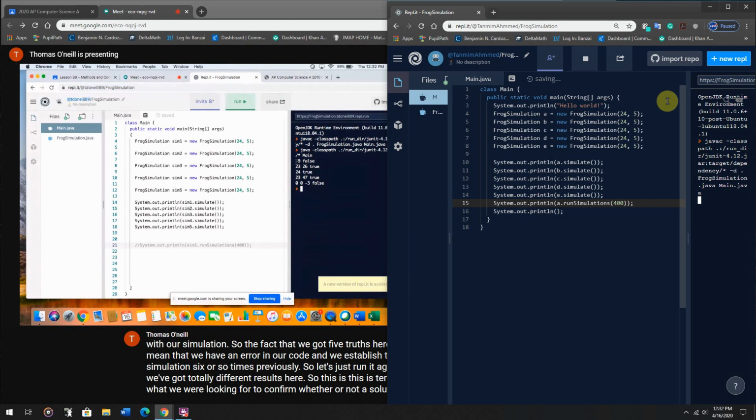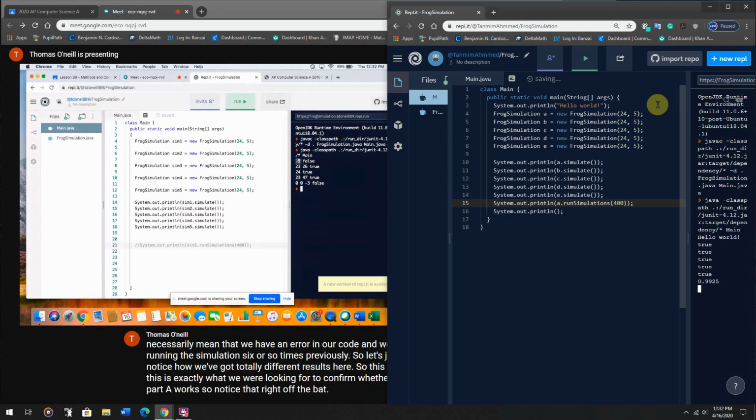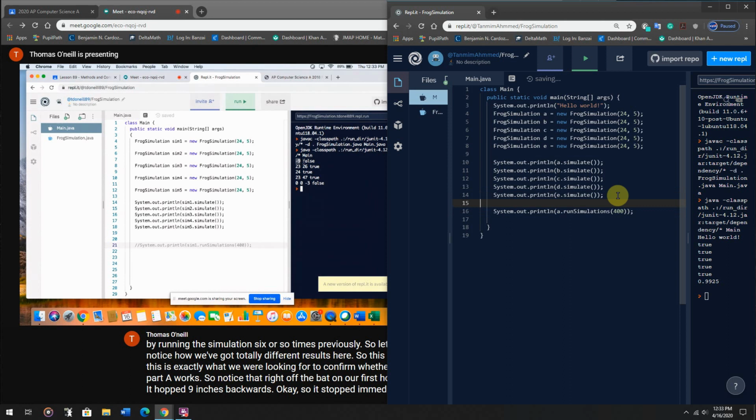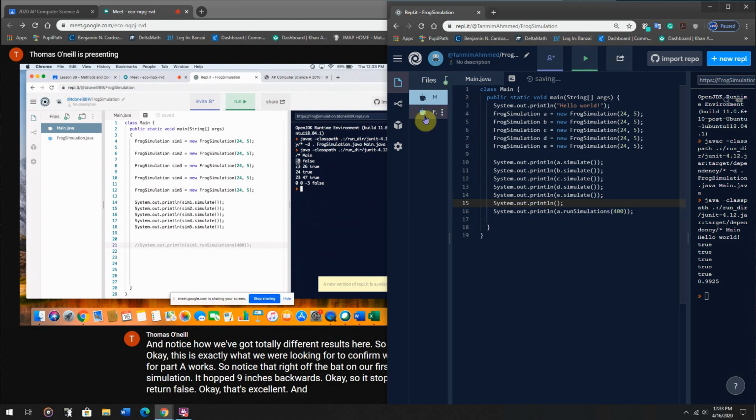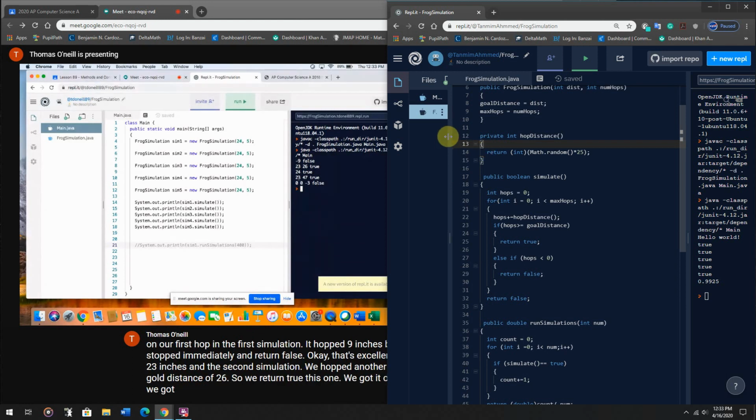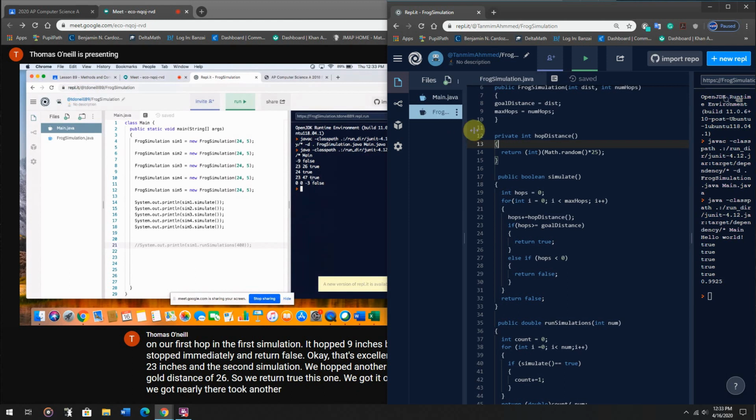Notice that right off the bat, on our first hop in the first simulation, it hopped 9 inches backwards, so it stopped immediately and returned false. That's excellent. Then we hopped 23 inches in the second simulation, then another 3 inches, giving us the goal distance of 26, so we returned true. This one, we got it on the first jump. This one, we got nearly there, took another jump, so true.